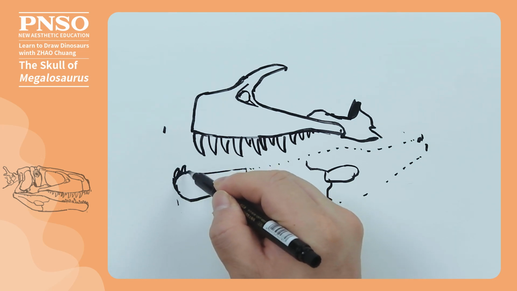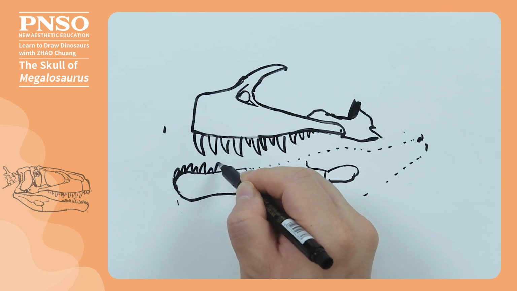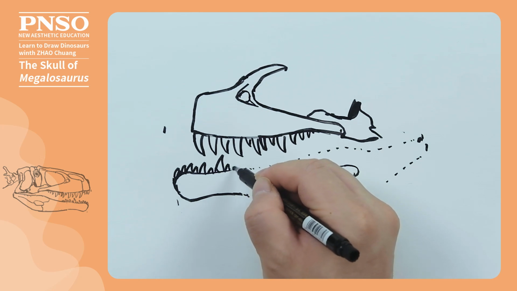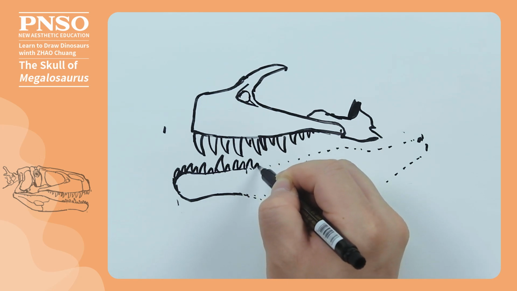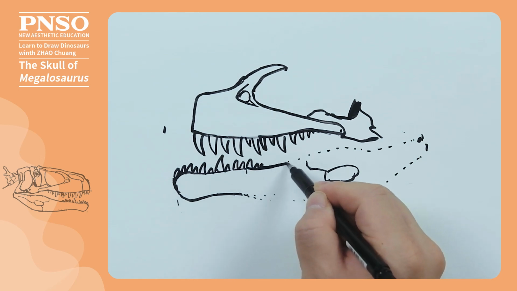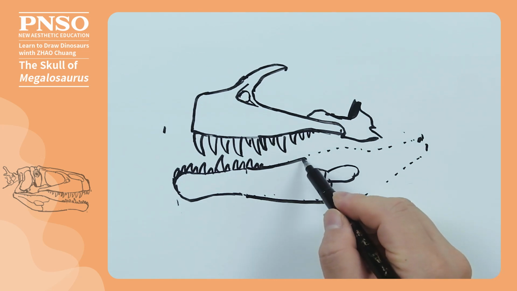Draw its teeth on the dentary bone. The front teeth were smaller, getting longer towards the back, and then getting shorter again. The teeth end here, roughly at the front half of the dentary bone. Then, we complete the three bones.